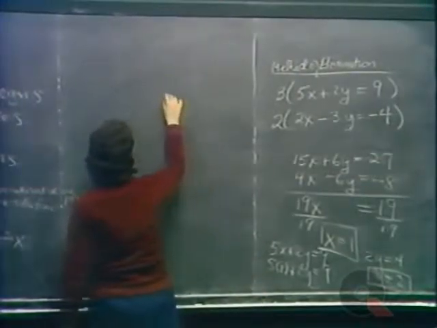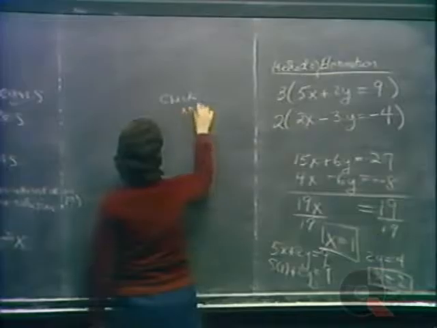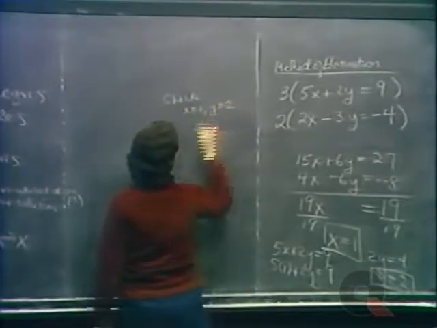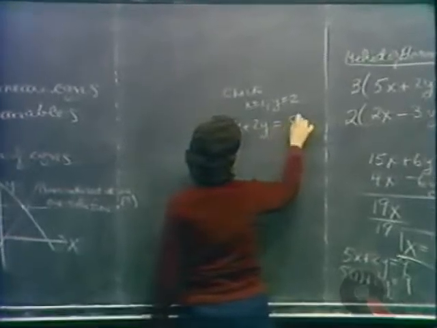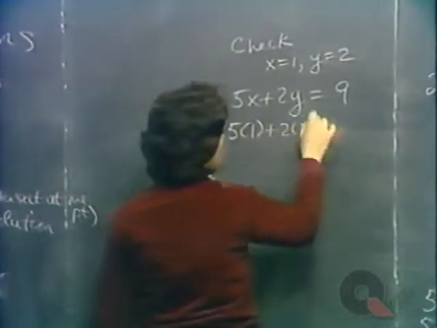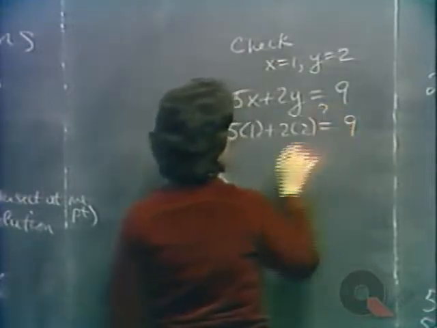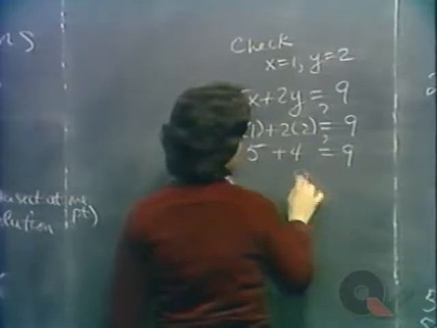Okay, we believe the solution is x equals 1, y equals 2. The first equation was 5x plus 2y equals 9. So 5 times 1 plus 2 times 2 should be equal to 9. 5 plus 4 should be equal to 9, and of course it is.